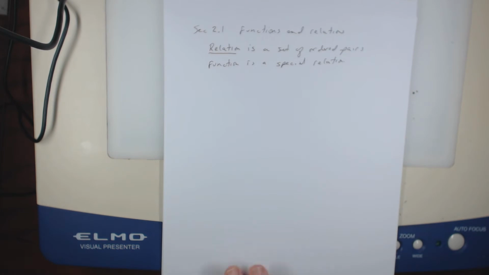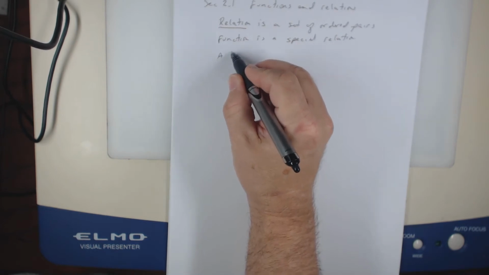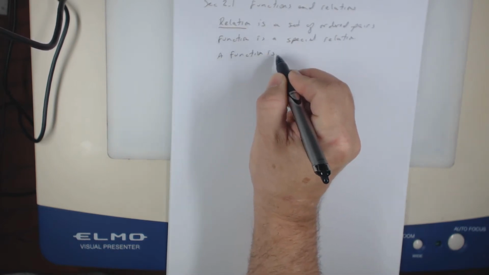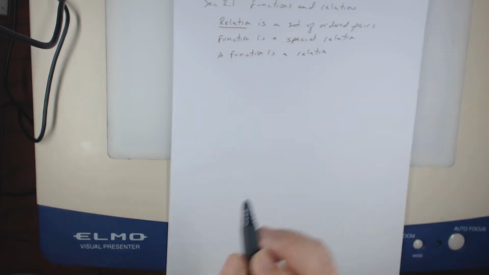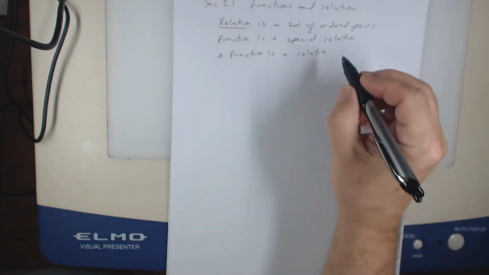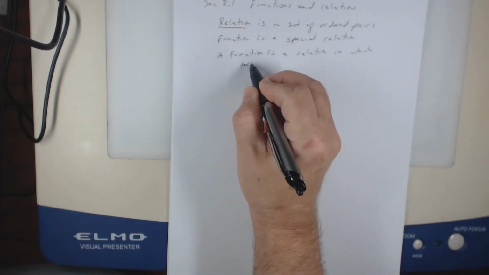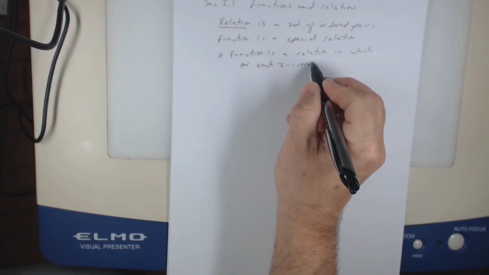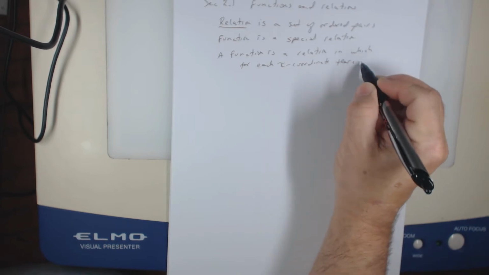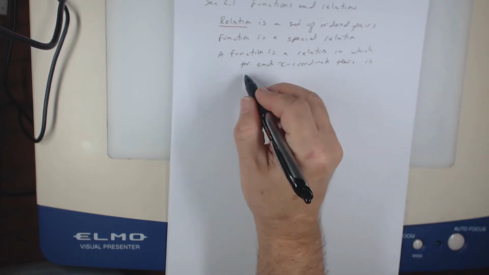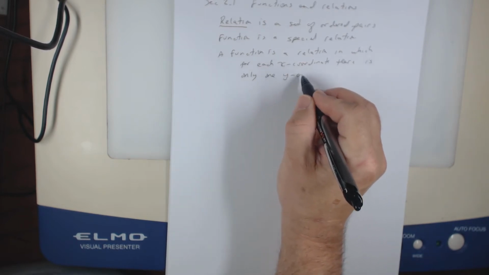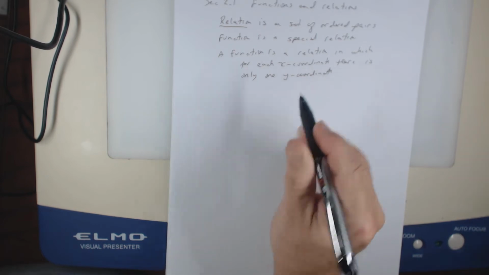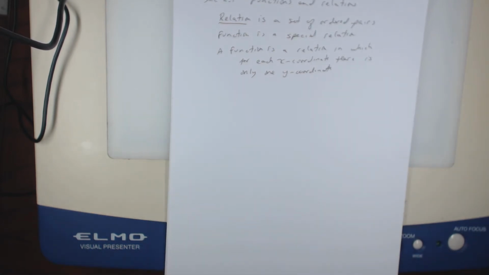But here's the definition of function. So a function is a relation. Right. Do any of you remember what a function is from a previous course? What's the words? One x to one y. Okay. All right. A function is a relation in which for each x coordinate there is only one y coordinate. All right, so for each x-coordinate, there's exactly one, not two, not three, just one. All right, so that's what a function is.